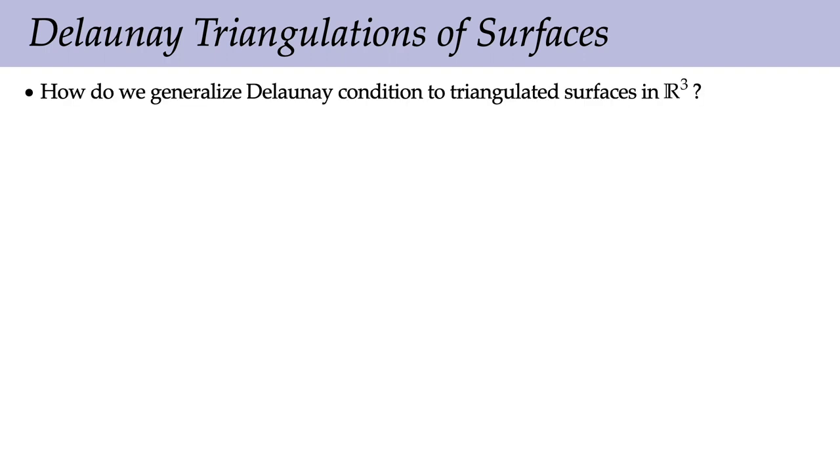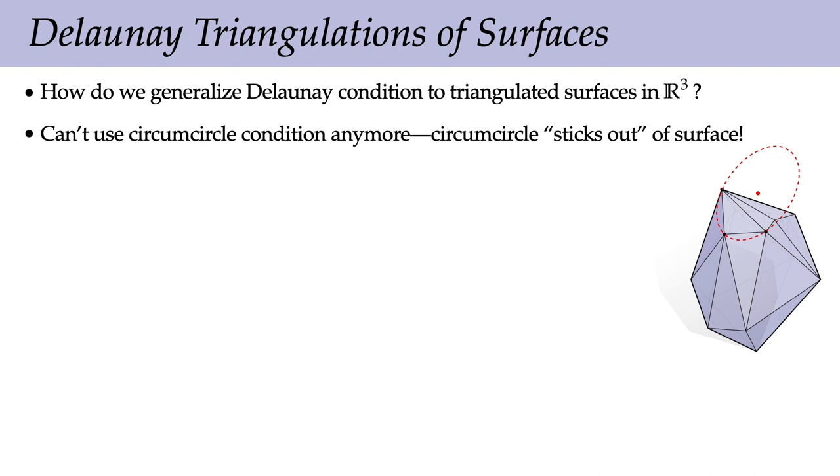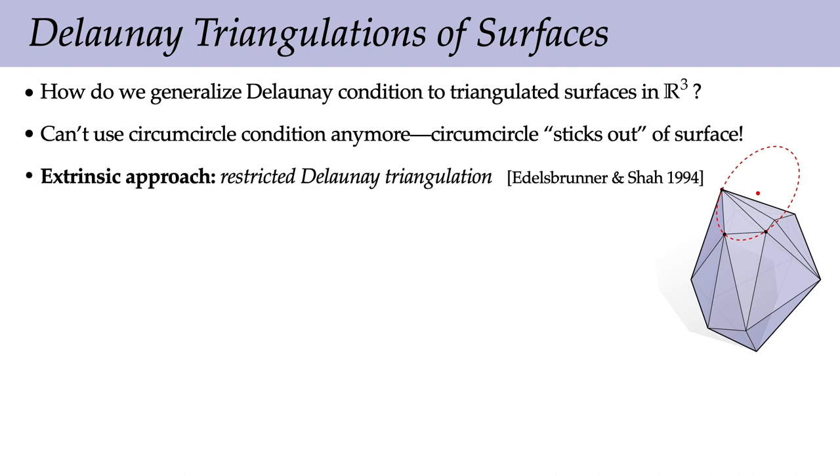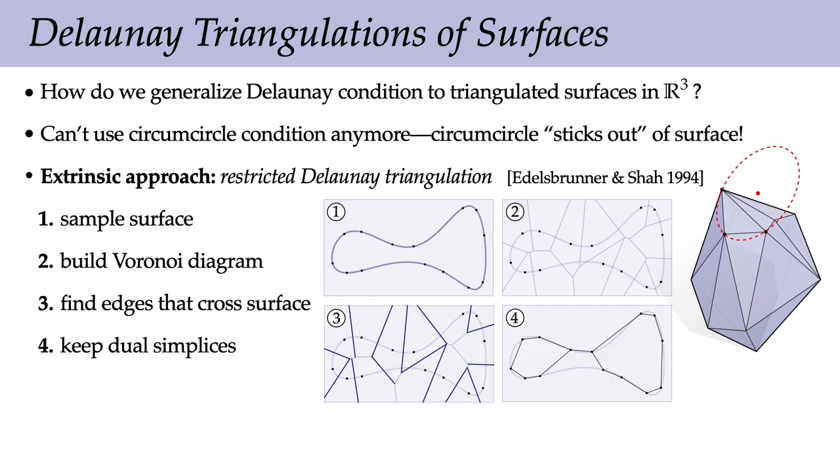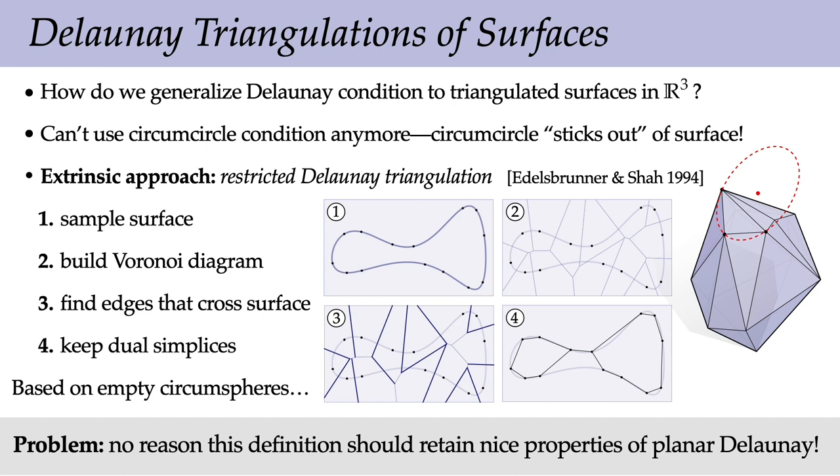Okay, so how do we generalize this Delaunay condition for triangulated surfaces in R3? Well, we can't just use the ordinary circumcircle condition anymore because the circumcircle sticks out of the surface. It's not even clear what it would mean for a vertex to be contained or not contained in this circumcircle. So a classic extrinsic approach is to use what's called the restricted Delaunay triangulation. You sample the surface, you build a 3D Voronoi diagram, you find edges that cut through the surface, and then keep dual simplices, dual triangles. So this is in some sense still based on empty circumspheres, but there's no reason at all that this definition should retain all the same nice properties of planar Delaunay triangulation for the triangle surface mesh, right? Maybe for the volume mesh, but not for the surface mesh, okay?